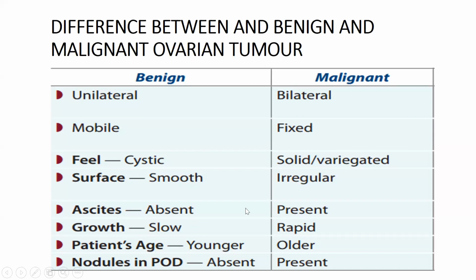Benign tumors are mostly seen in the younger age group and malignant ones mostly in the older age group. When you palpate the pouch of Douglas, nodules will be absent in benign tumors, whereas in malignant ones there might be malignant deposits, and you might feel nodules. Any doubts? Can I proceed? Yes, ma'am, you can.